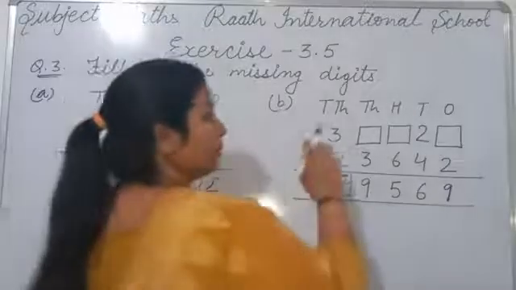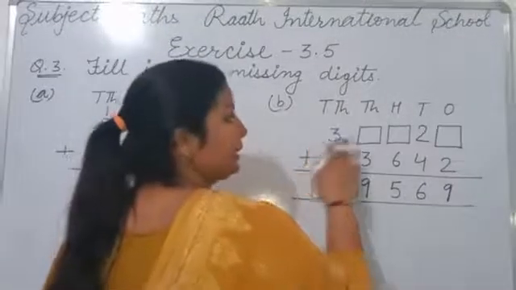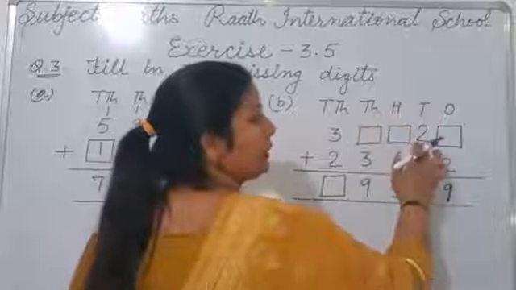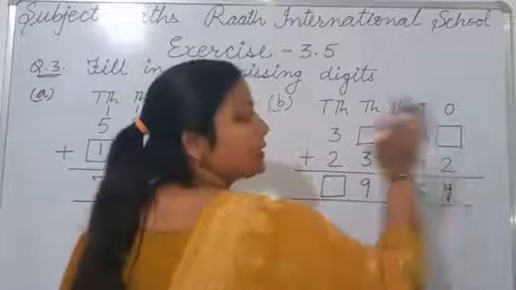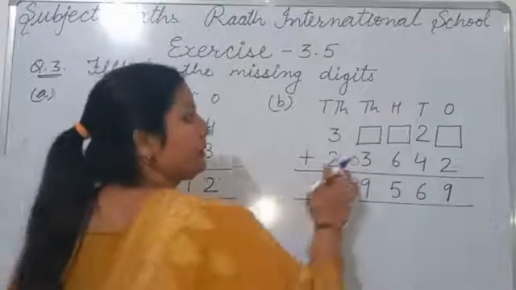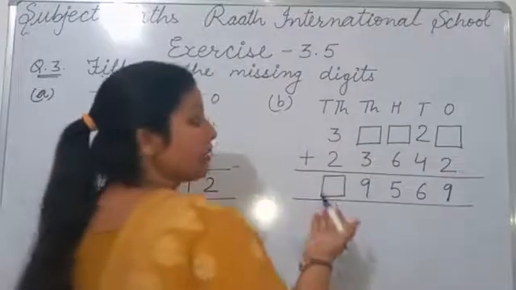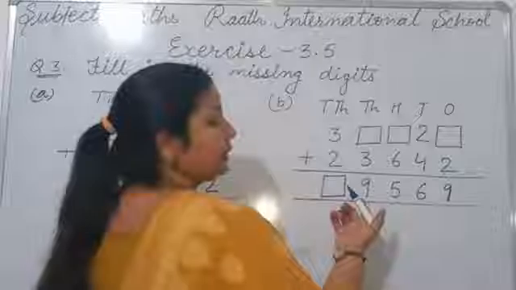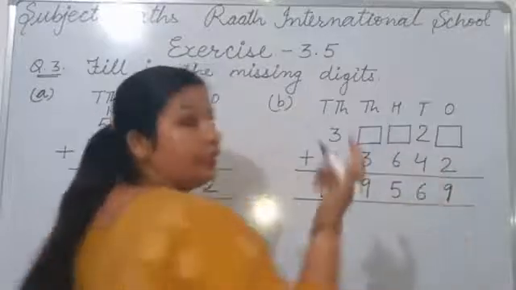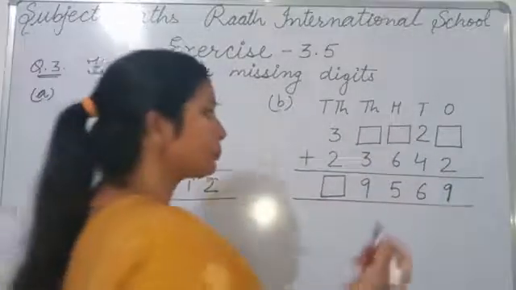So now you will see that in the ten thousands place is 3, then thousands and hundreds are blank, then tens is 2, ones is also blank. Then 23,642. And the answer here is 10,000 missing, then 9,569. So now we do addition.